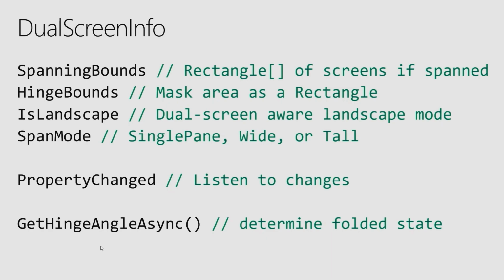Is landscape returns dual screen aware landscape status. And span mode tells you the state of the app, whether it's on just one screen or if it's on two screens in tall or wide mode. There's an event, property changed, which will let you listen to changes to any of these values so that you can adjust your layouts manually. And finally, Get Hinge Angle Async lets you query the angle between the two screens for innovative user experiences that revolve around how the user is opening or closing the device.